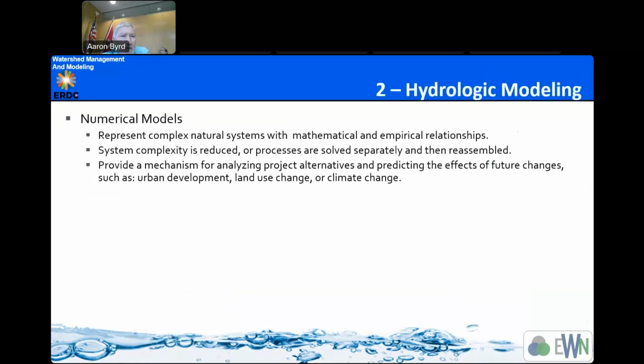Topic 2, hydrologic modeling. Numerical models represent the complex natural system with mathematical and empirical relationships. And so you can either reduce the complexity, or you can solve processes separately and then put them back together. And why you want to do numerical models with hydrology is they provide a mechanism for analyzing project alternatives, effects of future land use changes, urban development, climate change, or anything that you want to play out into the future.